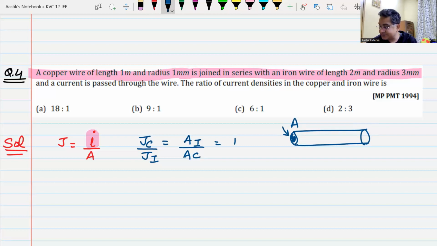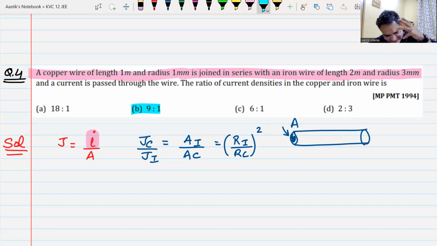And that is equal to pi r squared. So this will be the radius of iron divided by radius of copper, whole squared. The radius of the iron wire is 3 times, 3 mm, and therefore the correct answer is 9:1. You get this? Length has got nothing to do with current density. You understand it?